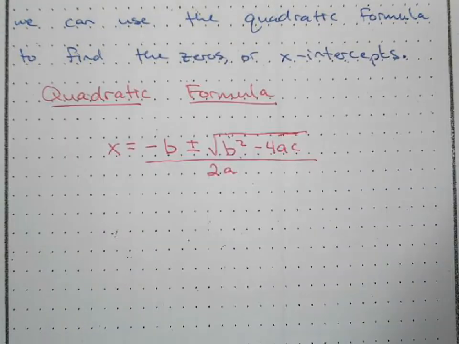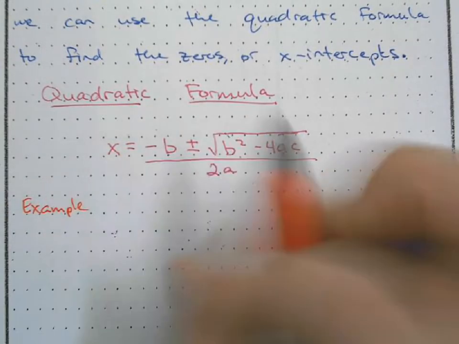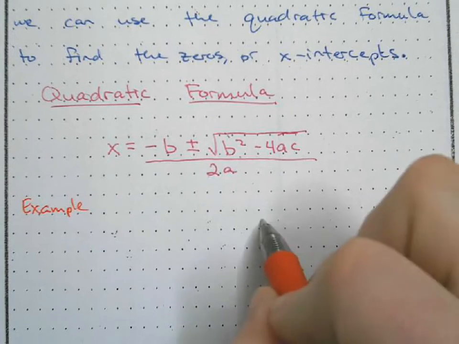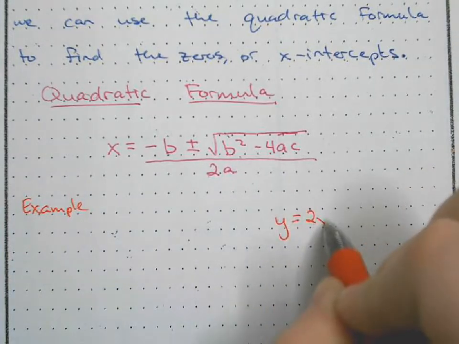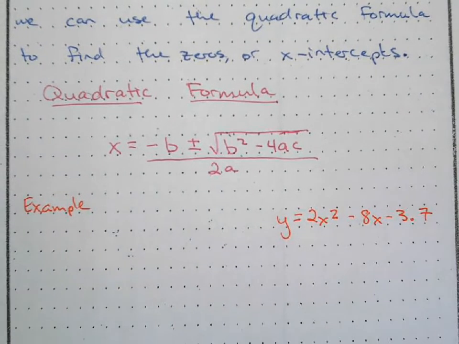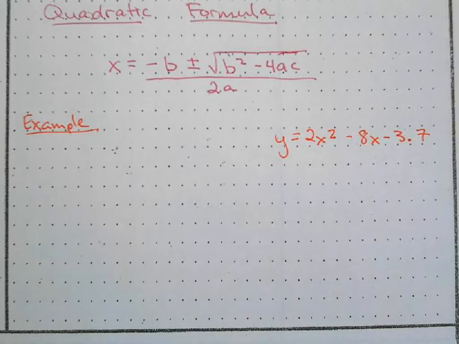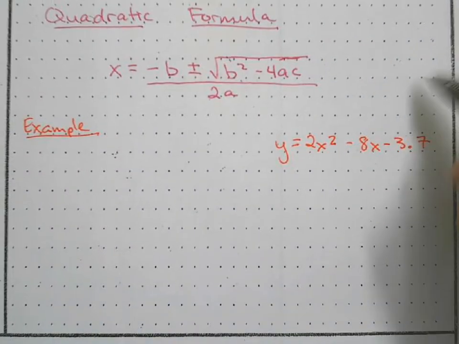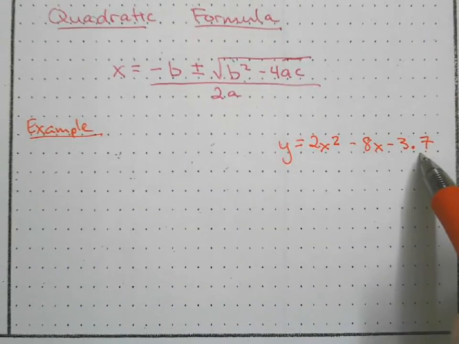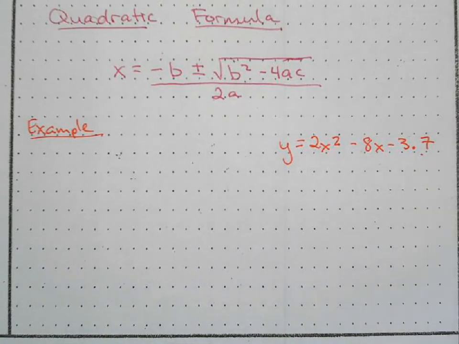So say we're looking at the equation y equals 2x squared minus 8x minus 3.7. Well, this would be incredibly difficult to factor using the AC method. If we try to draw our giant X and multiply our A and our C and find what multiplies to negative 7.4 and adds to negative 8, that would just be really difficult to find.